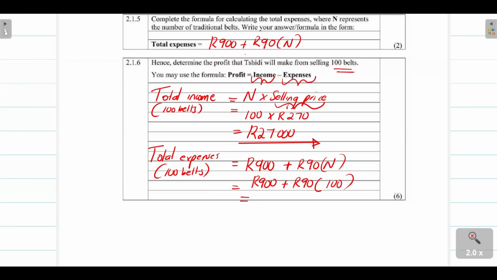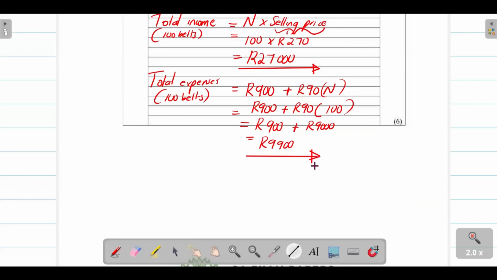If you punch that into your calculator, I just want us to always show the bits and pieces. It's going to be 900 plus 90 multiplied by 100. That gives us 9,000. Therefore the total expenses will be 9,900. We've calculated the total income we will make from selling 100 belts, and we've determined the total expenses that the business will have from selling 100 belts.